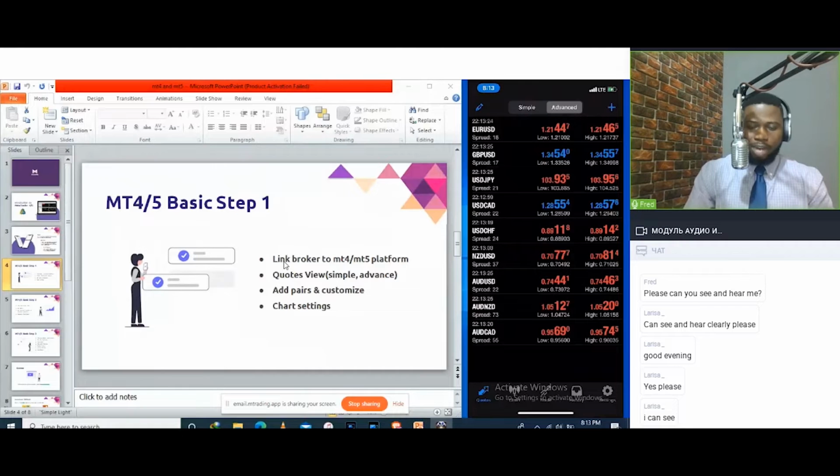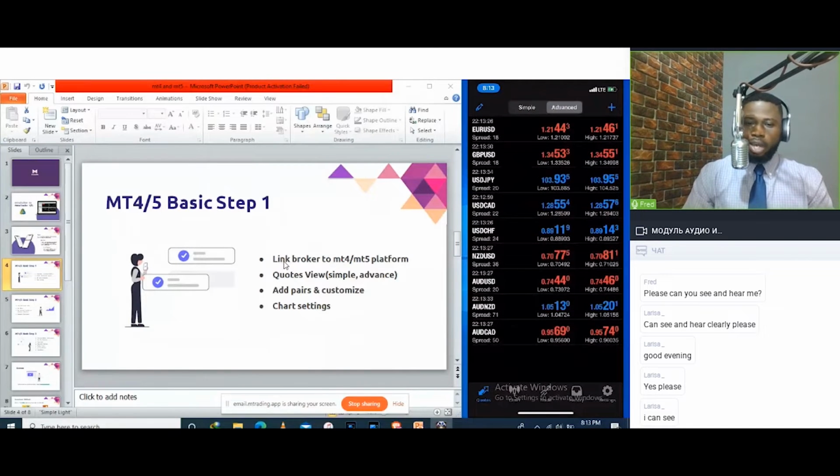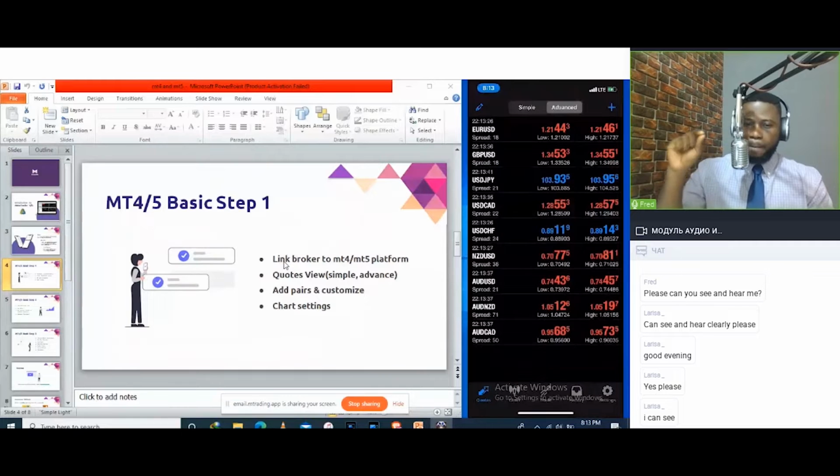So after opening an account with a broker, the broker is going to send you an email, right? The email is going to have your MT4 details or your MT5 details. They're going to send you your username and the password. You can use it to log in to the MT4 or the MT5 platform.